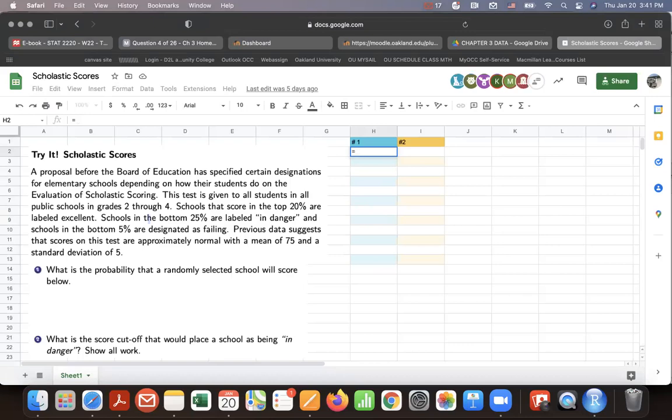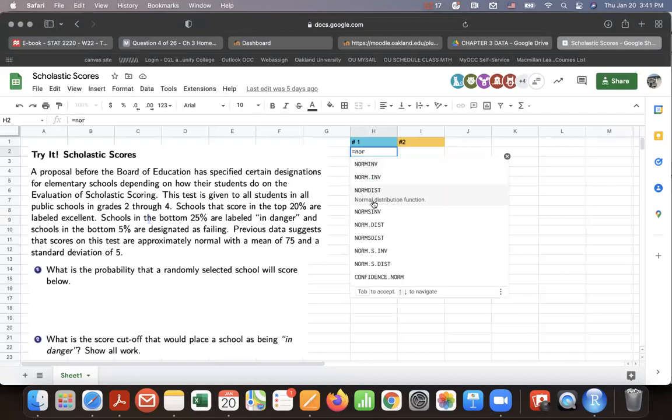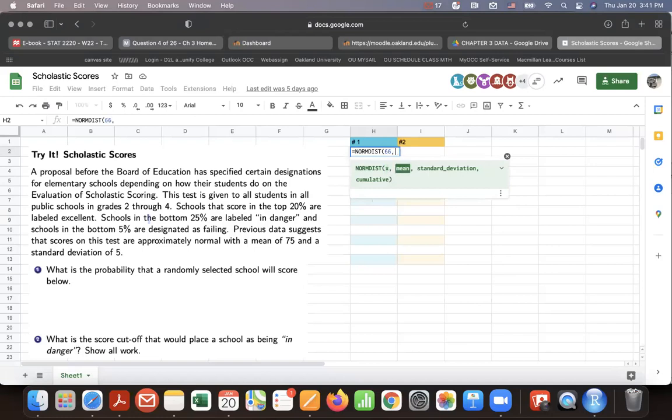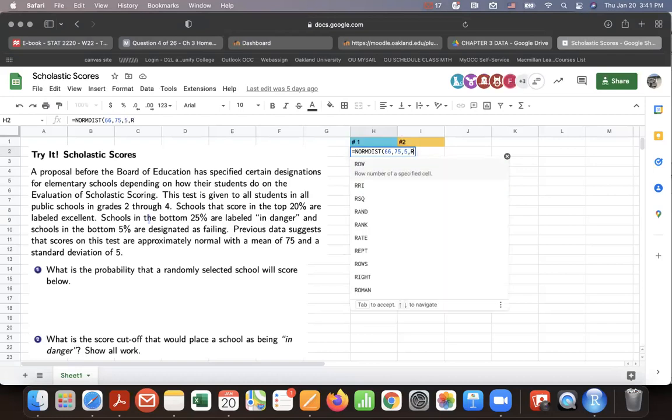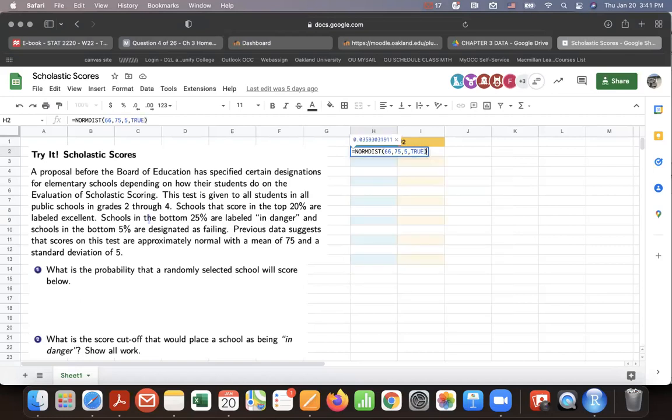So NORM.DIST is the command for finding the z-score. Okay, so NORM.DIST right here. X is 66, mean is 75. You don't have to say mean equal like in R, just put in the number. Standard deviation is 5. Cumulative is true, so just put true. Cumulative from left to right, that's what they're asking you. Right there, that's the probability. I'm sorry, this is the command for finding the probability. I forgot what I said before, but I have a feeling that I didn't say it right. So NORM.DIST is the command to find the probability.